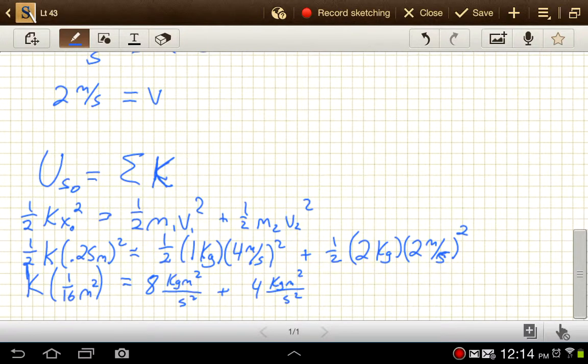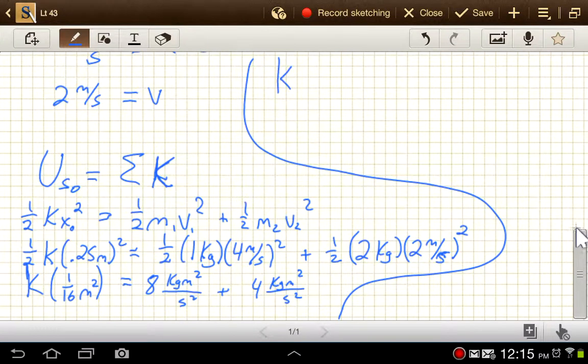Oh, and I'm out of space, so let's move this over here. I'm going to multiply both sides by 16 to get k. So 8 plus 4 is 12, and then k is going to be 16 times 12, which is 192. And the units on that are going to be kilogram meters squared per second squared divided by meters squared.